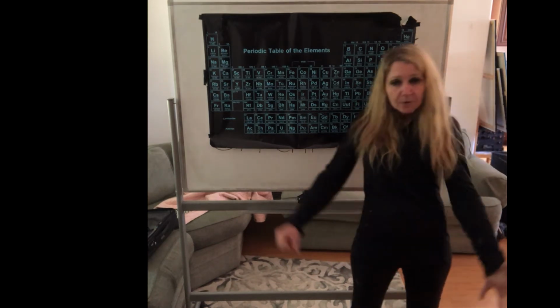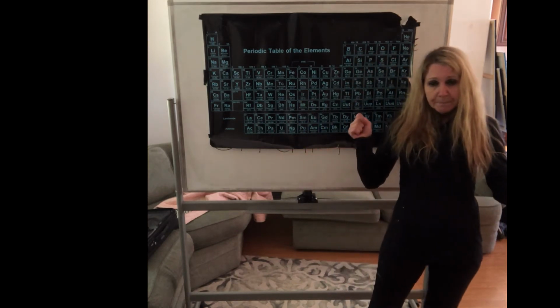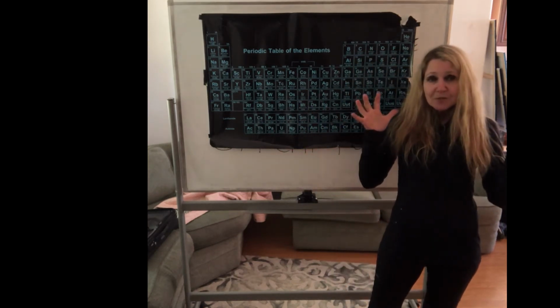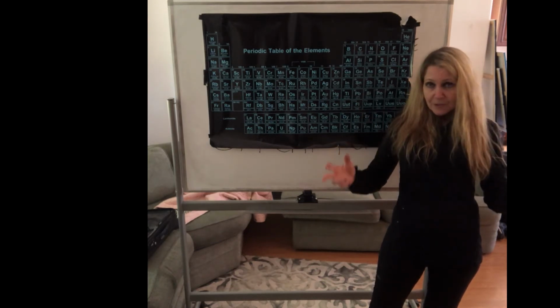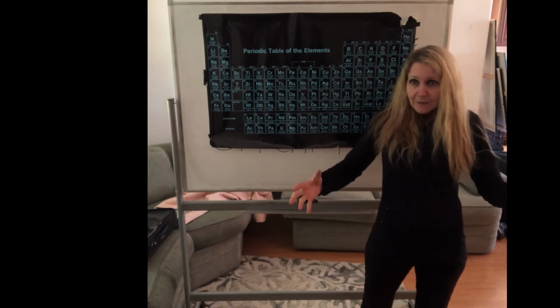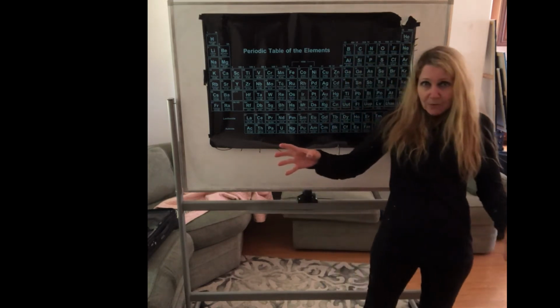So insulators are substances that do not allow the conduction of heat. They hold on to the heat. They retain it. They don't just let it flow out.